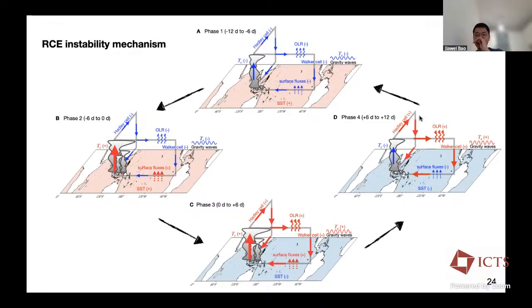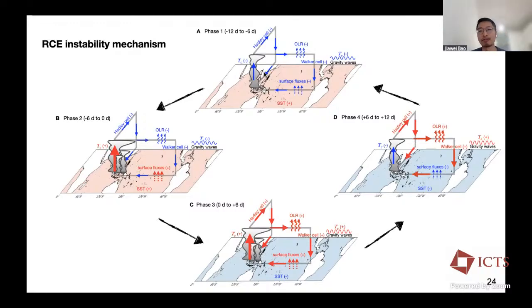And finally, this leads us to the original state where the circulation also becomes weaker, leading to a reduced surface wind speed. Therefore, the SST increases and the atmospheric temperature cools because convection weakens. So this kind of process can generate an oscillative cycle without the MJO here. So that's basically the second mechanism that we propose here, the RCE instability mechanism.